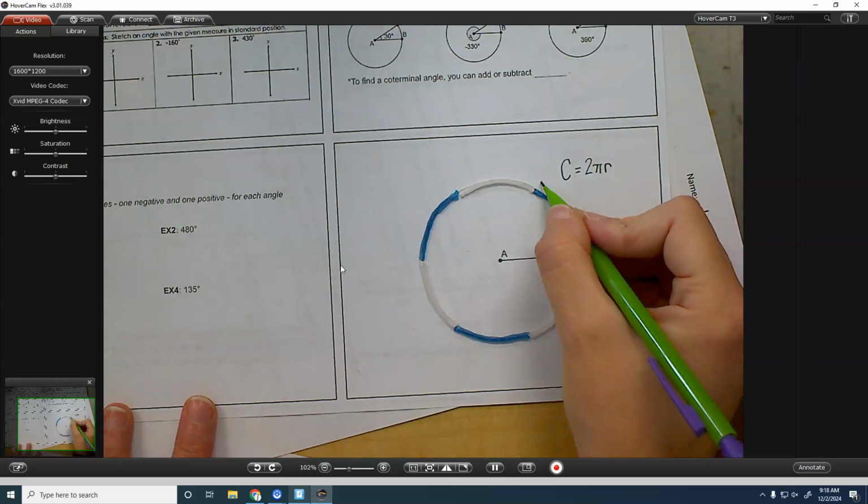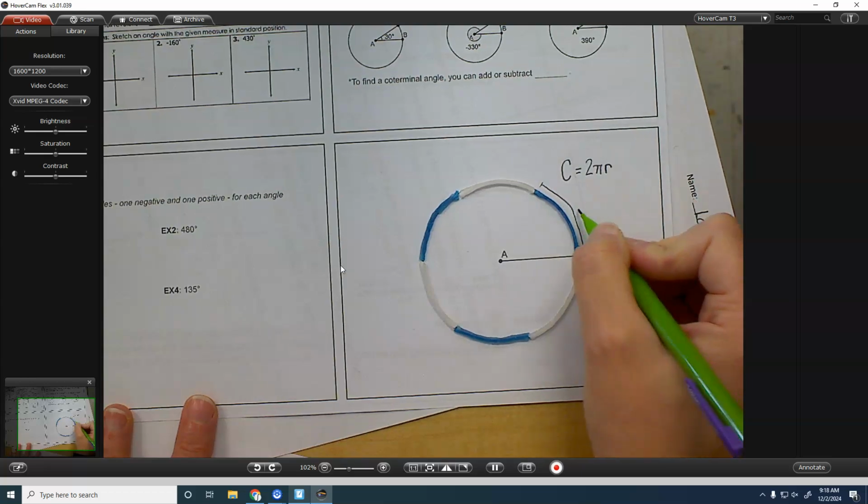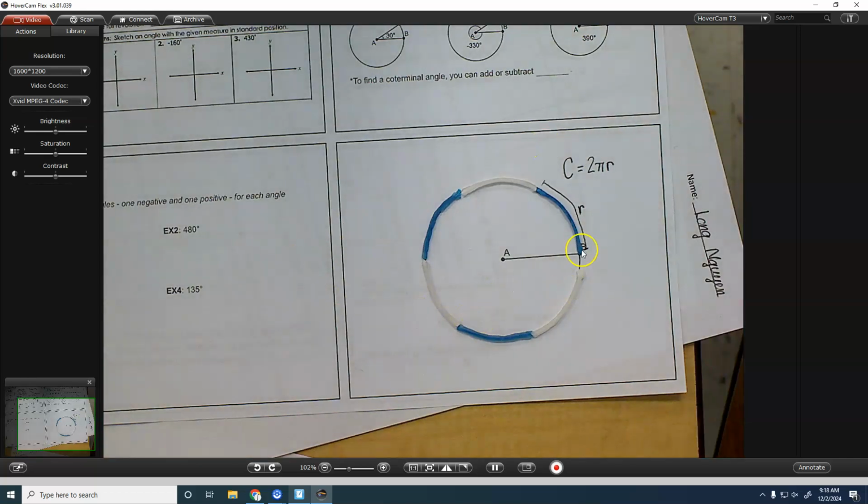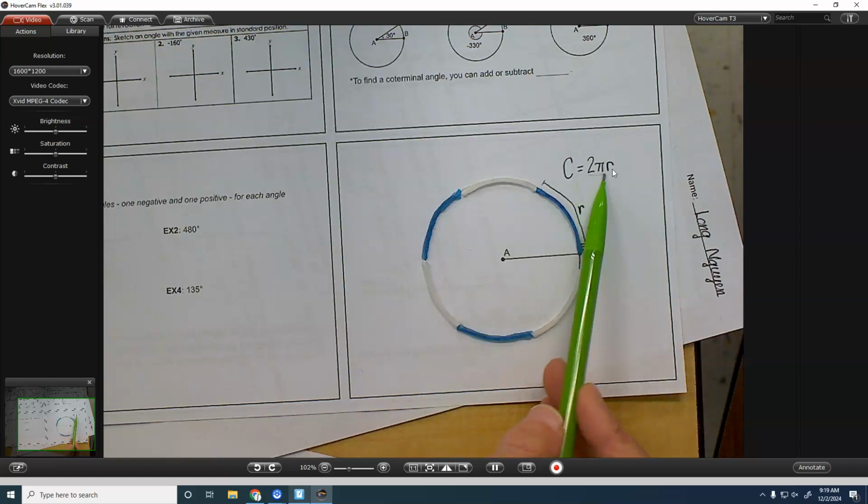Now, one of these little segments right here was the length of the radius, right? So we should have 2 pi times the radius. What is 2 pi if you type it in the calculator? Jeremy, what'd you get when you typed in 2 pi? 6.28, right? So the circumference of this circle should be 2 pi, or 6.28 times the radius. So the radius should go around the circle 6.28, or exactly 2 pi times, right?